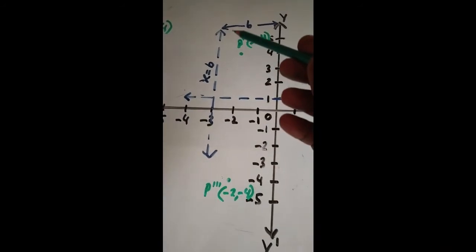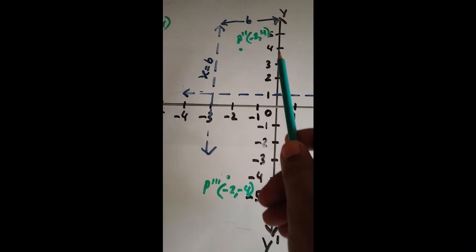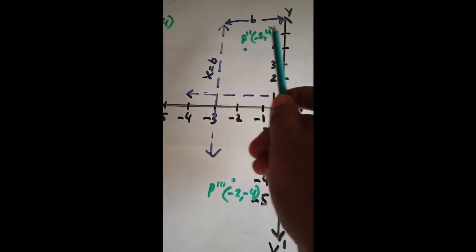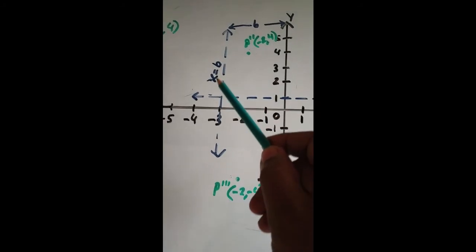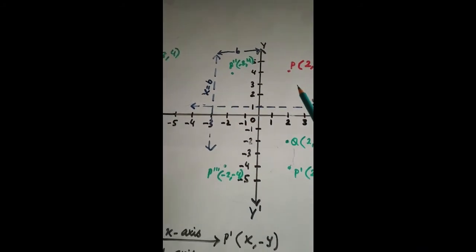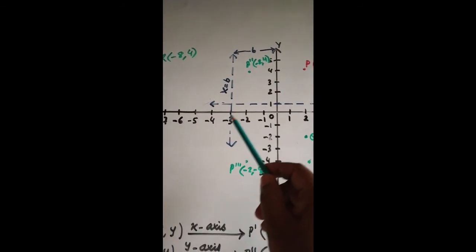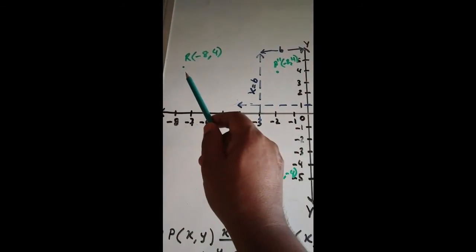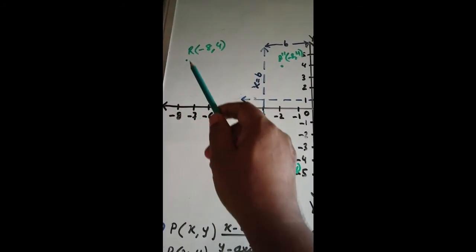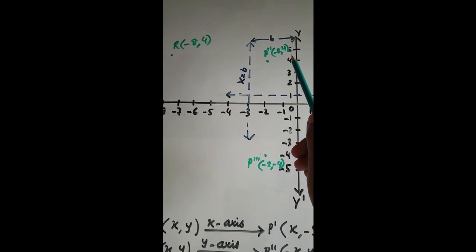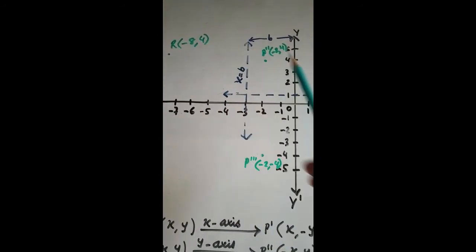Now we will be seeing when we are reflecting on a line which is parallel to the y-axis. So this is the line I have drawn which is parallel to the y-axis. It is at a distance b from the y-axis, so its equation will be written as x equals b. So this point P, which is (2, 4), reflected on this line gives you this point which has coordinates x as -8 and y as 4. Okay, so this is (-8, 4).